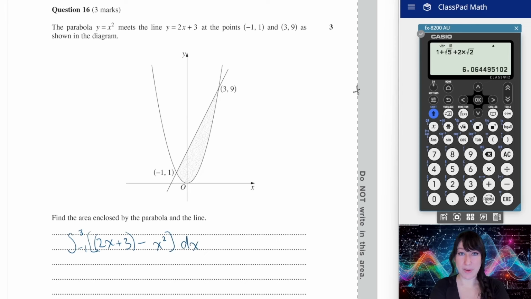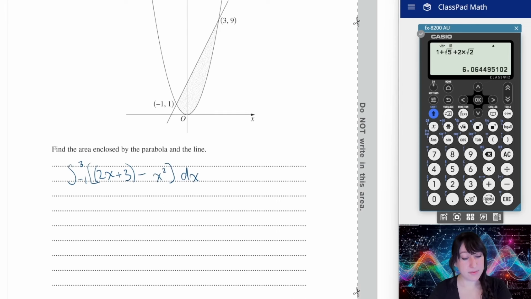So we just need to work that out. Sometimes we'd like to simplify the expression inside the integral. In this case, there's not really anything to simplify. So the integral will be 2x squared over 2 plus 3x minus x cubed over 3. And we'll be plugging in from -1 to 3.